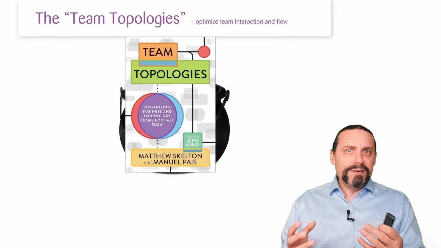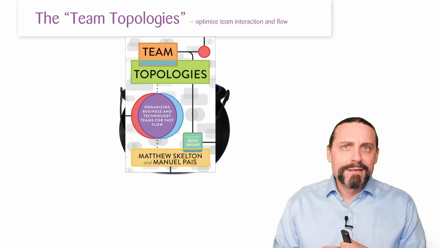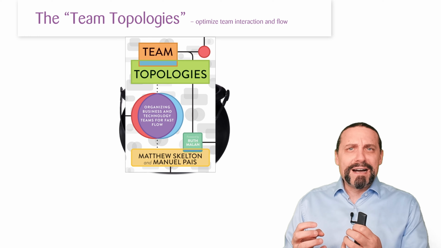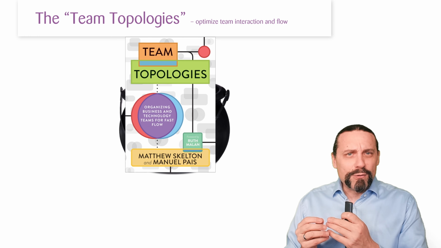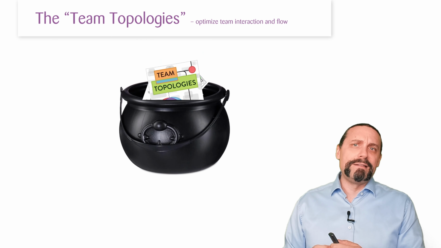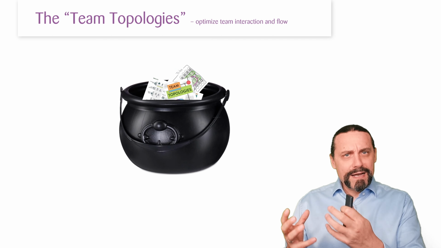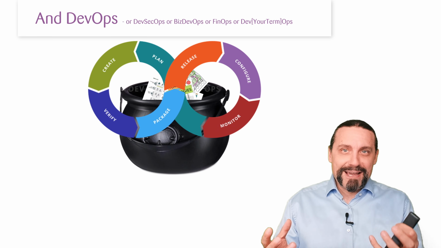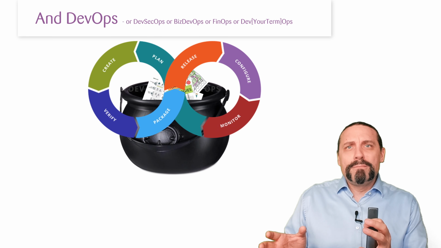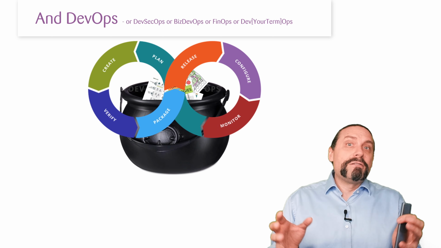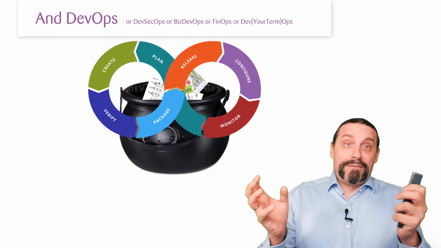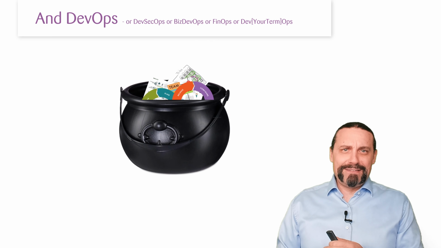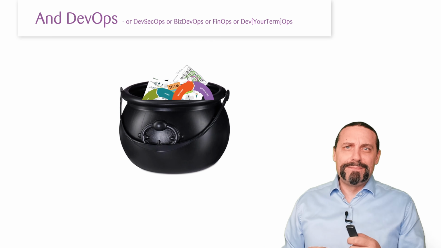And then you need to have team topologies because when you are going to scale, you need to optimize the team interactions and also the flow in this organization. And you add that. And of course, you need DevOps or DevSecOps or BizDevOps or FinOps or whatever ops, our own DevOps. And we add that also to this environment.